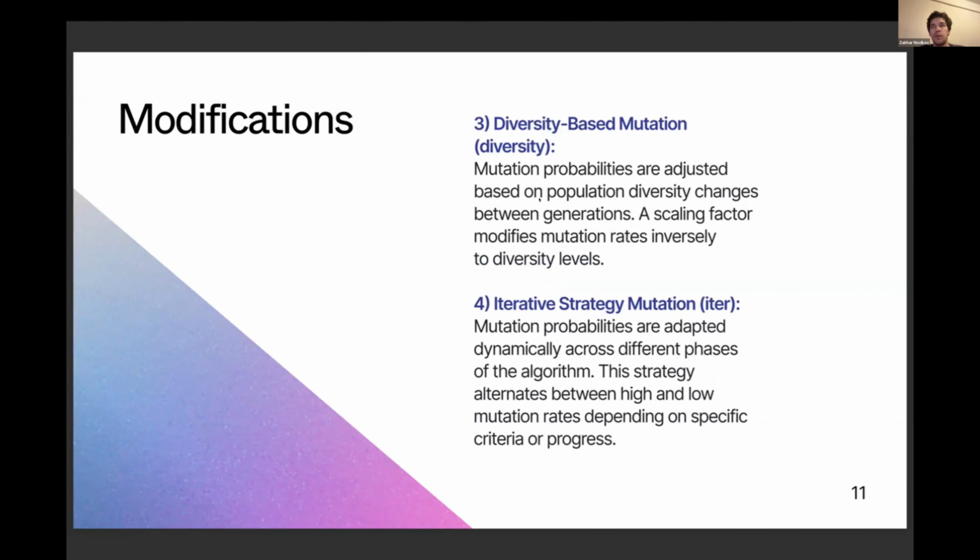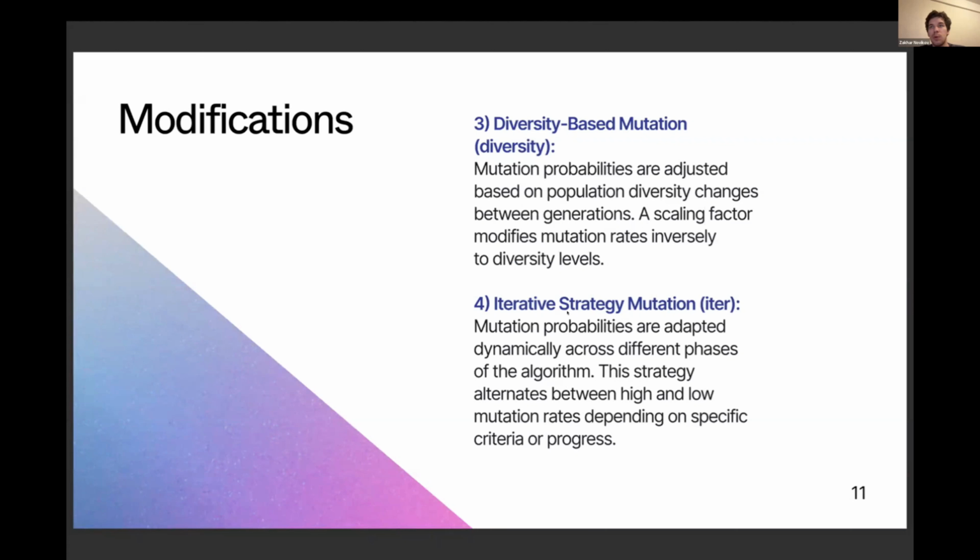Another algorithm was a diversity-based method, in which mutation probabilities were adjusted based on changes in population diversity between generations. A scaling factor modified the mutation rates inversely to diversity levels. This means that when diversity is low, mutation rates are increased to maintain variation in the population.